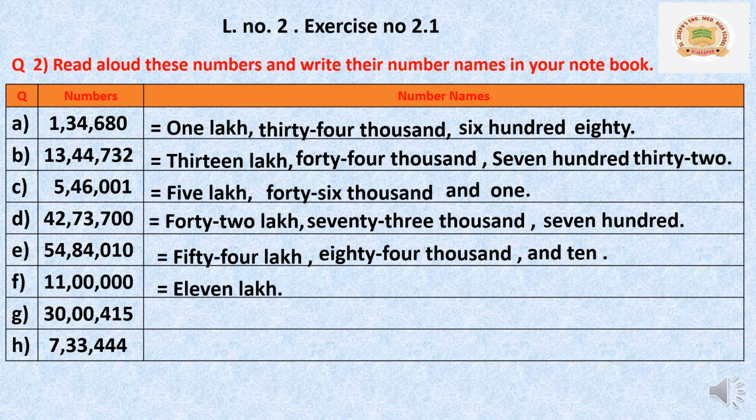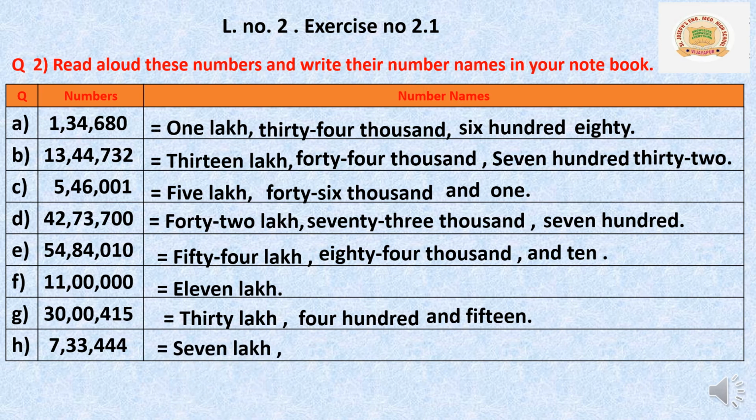Now in question number G, we are having 10 lakhs place number and we are having hundreds number and tens number and also units number. Remaining places are 0. So answer is 30 lakh 415. Once again children, read with me. 30 lakh 415. H question. 7 lakh 33,444.